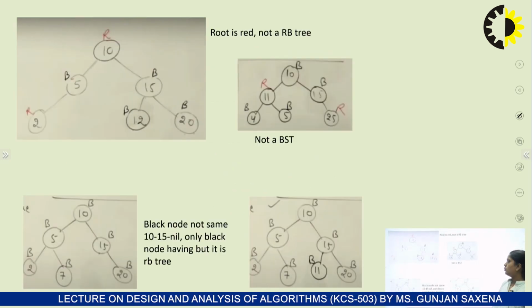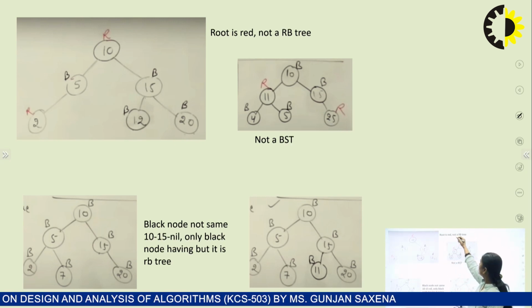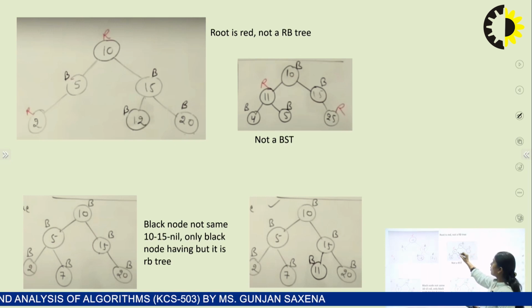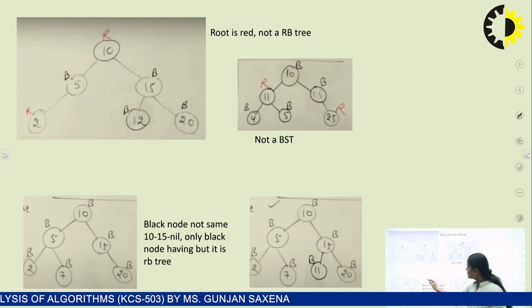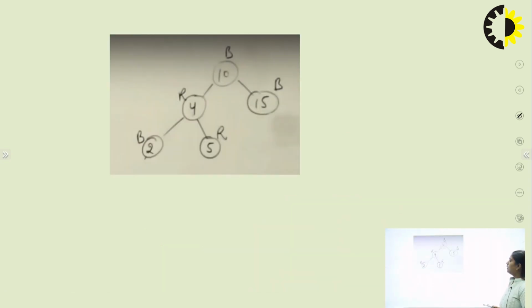So this is the solution which I have already discussed. This is not a red-black tree because the root is red. This is not a BST because 11 is there, and this is also not a red-black tree because the black height is violated. So if we add any node having color black, now this is a red-black tree. Okay.